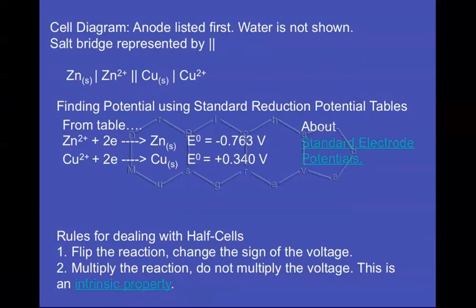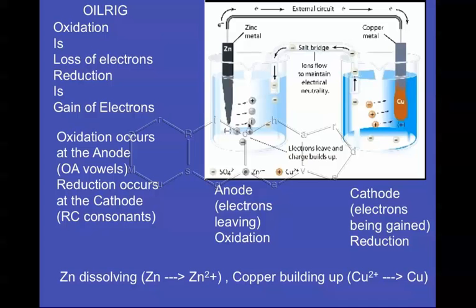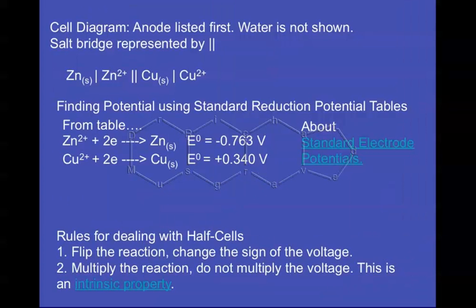Okay, I'd like to talk a little bit about cell diagrams and standard reduction potential tables. If we go back to our original diagram, what we mentioned was that zinc was undergoing oxidation and copper, or copper 2 plus, was undergoing reduction. Instead of drawing that full cell diagram with all those beakers and the electrodes and everything, you can express it in terms of this kind of abbreviated cell diagram.